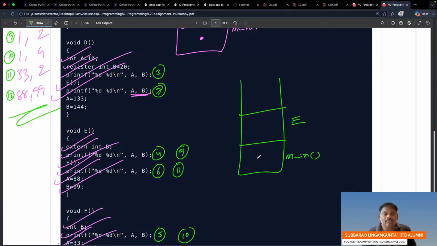That is the meaning: static means direct, right? Static means directly go to global. Dynamic means what? Go to previous, in the stack.